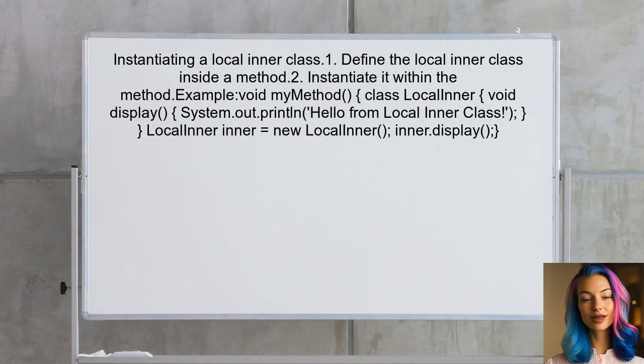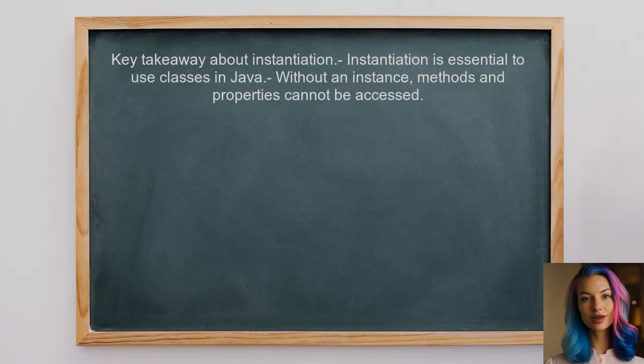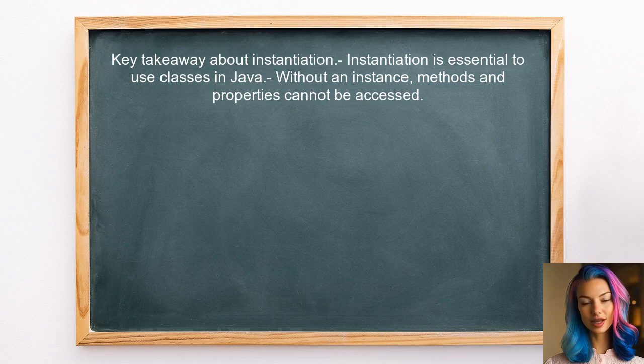Now, let's apply this to the context of a local inner class. The user needs to define the local inner class inside a method and then instantiate it within that same method to access its methods. Finally, the user should remember that instantiation is crucial for using any class in Java. Without creating an instance, the user cannot access the methods or properties of that class.